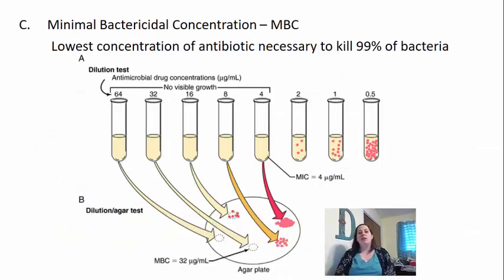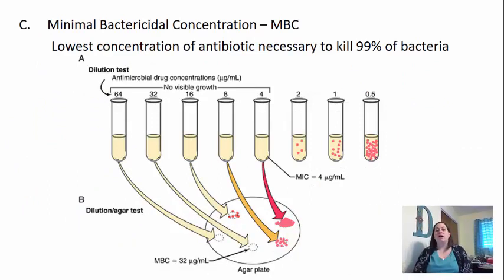We also see that we can look at the minimal bactericidal concentration, okay, the MBC. This is the lowest concentration of the antibiotic necessary to kill 99% of the bacteria. So when we were looking at the last slide, we were looking at inhibiting the growth. In this one, we're looking at killing 99% of the bacteria. To do this, we'll do a series of dilution tests. All right, so they'll do a dilution of the antimicrobial drug concentration. They'll go through the process of diluting it and then also culturing it out until we see that there is no growth, that 99% of the bacteria is dead.